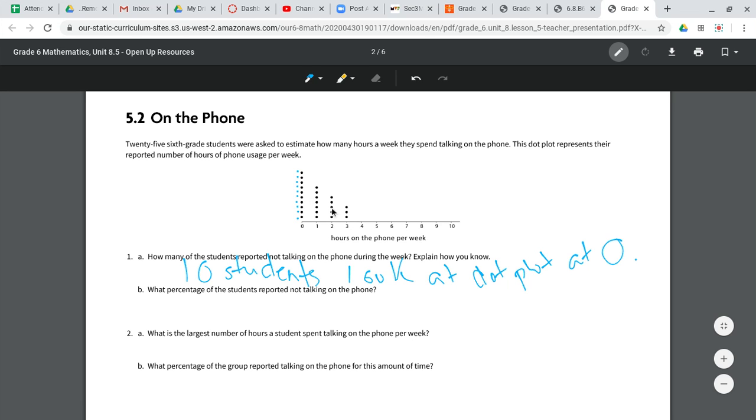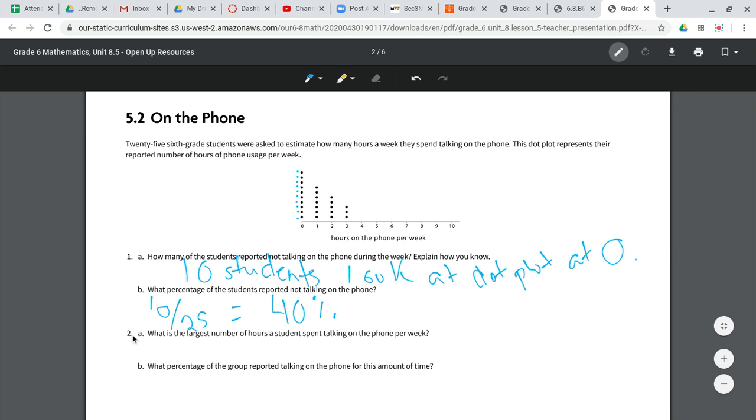All right, so for B, what percentage of the students reported not talking on the phone? Well, there's 25 total students that reported in this survey or data set. So we have 10 out of 25, which equals 40%. So 40% of the group reported not talking on the phone at all.